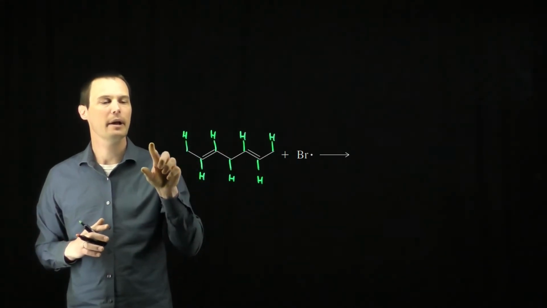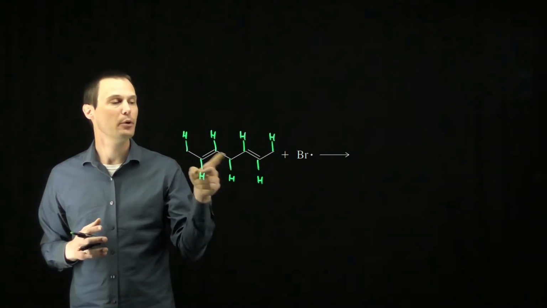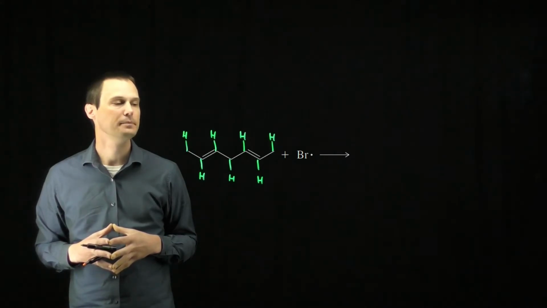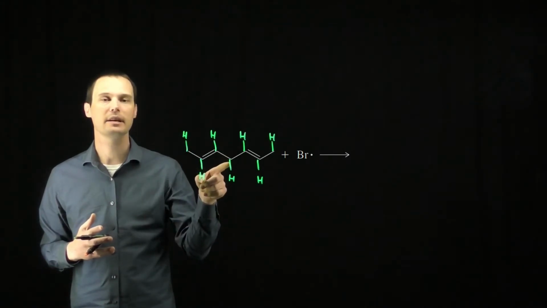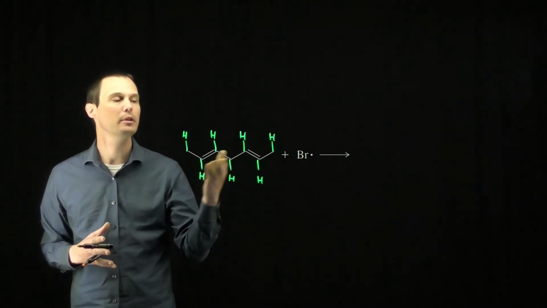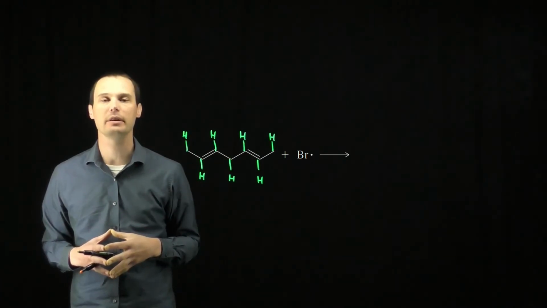If we look at these two carbon-hydrogen bonds, they're both adjacent to an alkene, so they're both allylic. That means both radicals will be stabilized by resonance with the alkene. The main difference is this central carbon is stabilized by resonance with two alkenes. It's doubly allylic. The radical that forms here can be stabilized by resonance with both alkenes on either side.